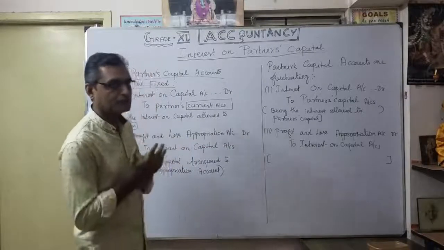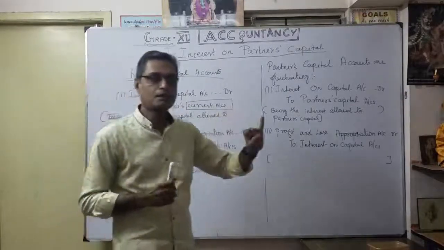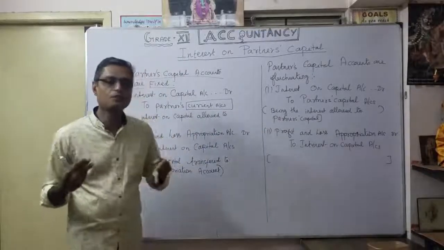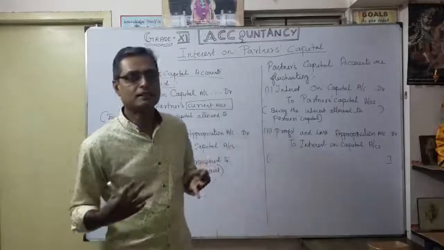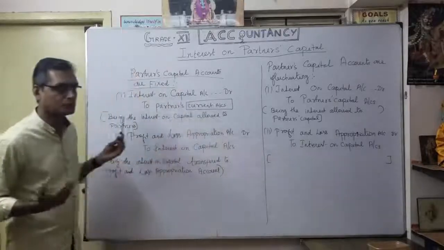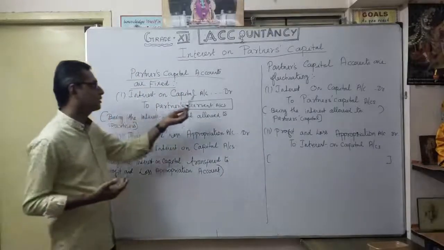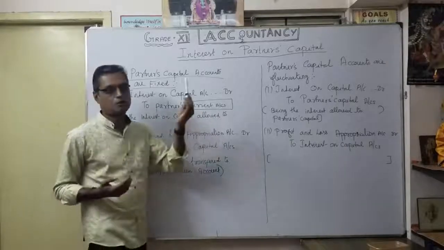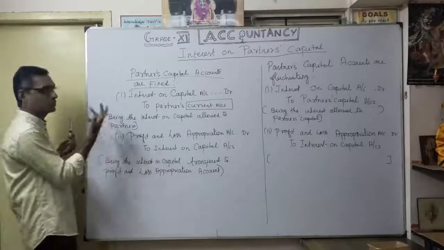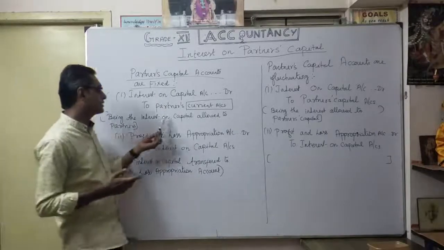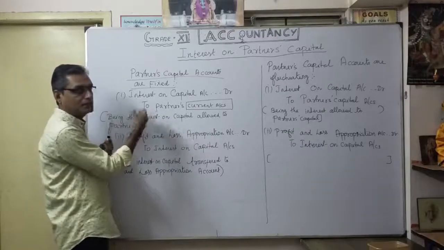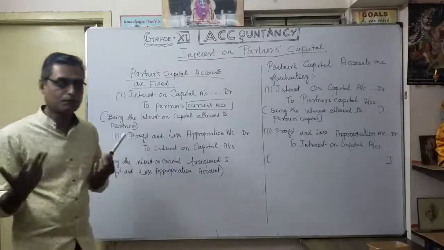Whatever the adjustments may be, interest on capital, interest on drawings, which we will discuss later, then any partner's salary, commission, or reserve, everything is transferred to the current account only. So as usual, interest on capital account debit to partners' current account. Narration is very important here: being the interest on capital allowed to partners. Even mention the rate in brackets in the narration, as 6% or whatever percentage.